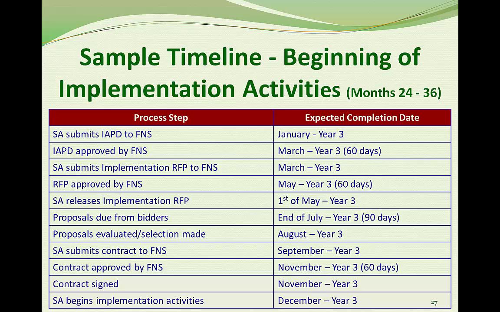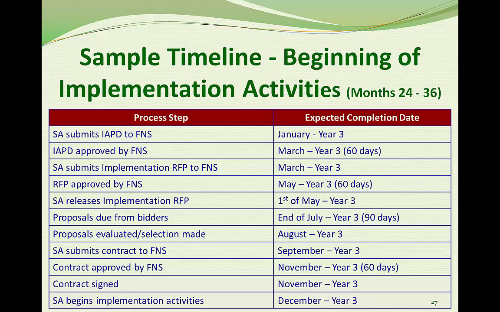Now that you've done all that hard work, we'll get back to a little more detail. Just like year 1, this timeline is made up of state actions, federal actions, and external actions, like the time it takes for contractors to prepare proposals. And just like year one, this sample timeline assumes that all the state's document submissions are well written, organized, well researched, contain all the required elements, and can be approved quickly.